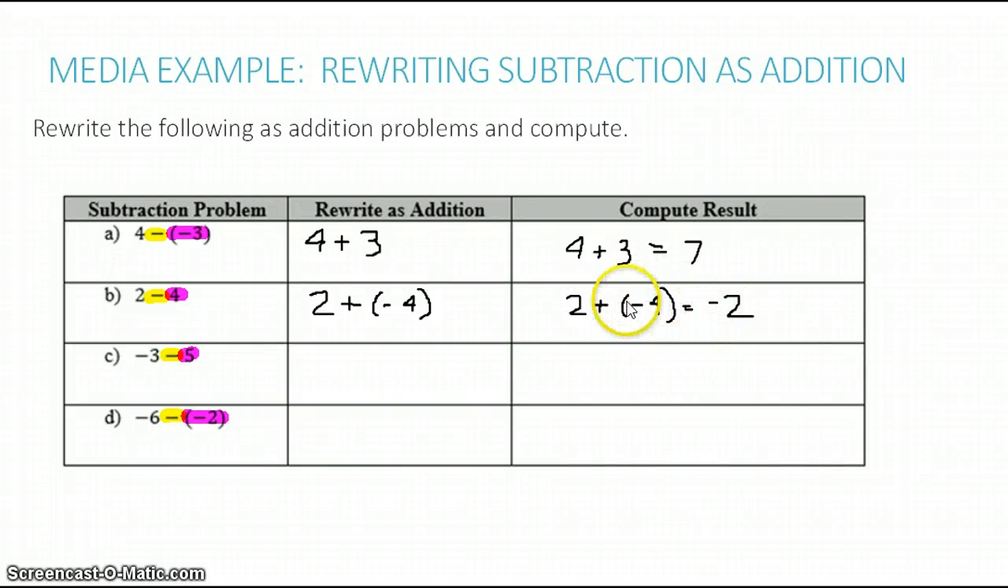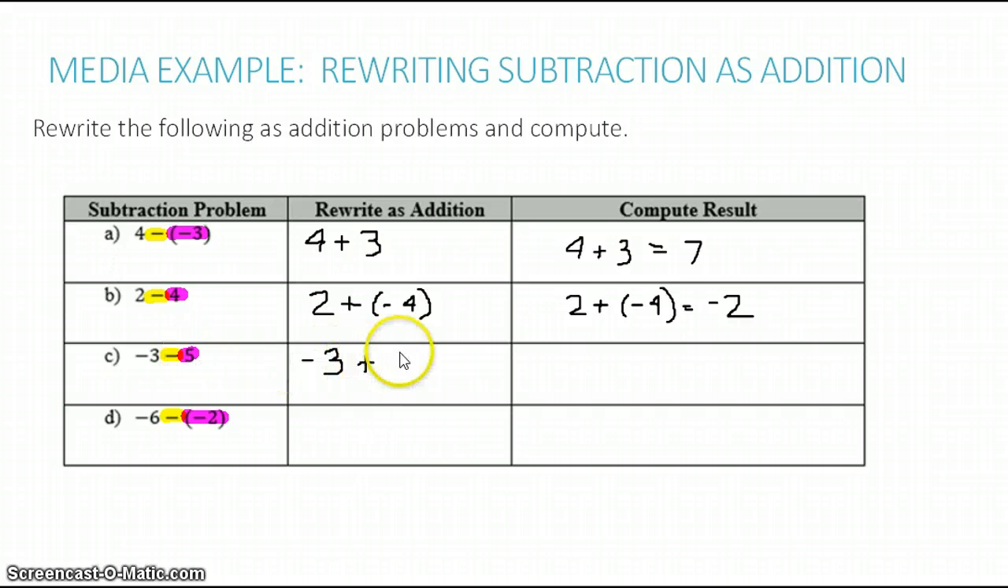So you could also think of this as 4 negative chips combined with 2 positive chips. 2 of the chips will cancel as pairs, and we have 2 negative chips remaining. Let's look at the next one. We keep the first number, we change the subtraction to addition.